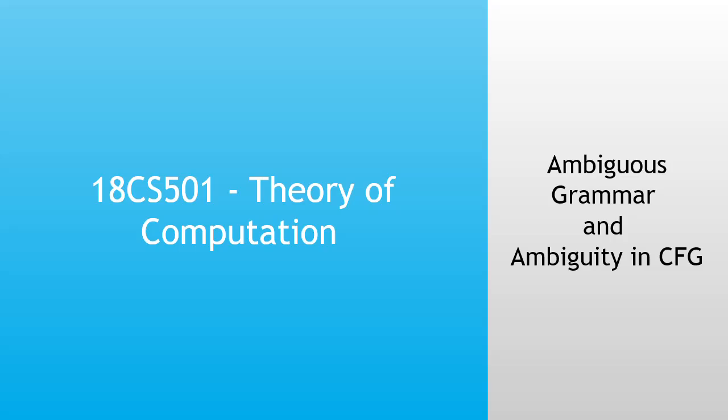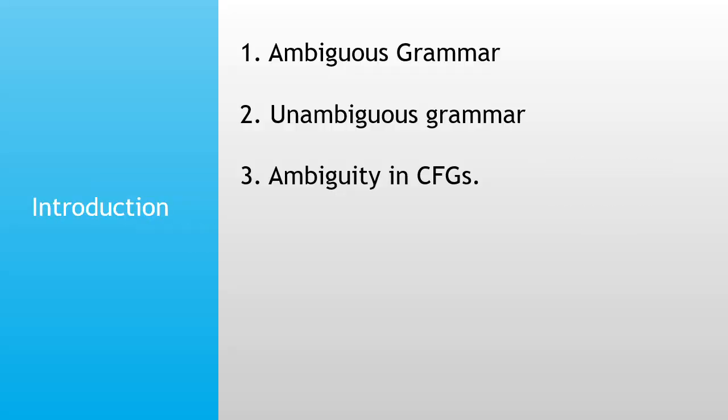Hello everyone. In this session, we are going to see about ambiguous grammar and ambiguity in context-free grammar. Introduction to ambiguous grammar. A grammar is said to be ambiguous if there exists more than one leftmost derivation or more than one rightmost derivation or more than one parse tree for a given input string. If the grammar is not ambiguous, then we call it unambiguous grammar.